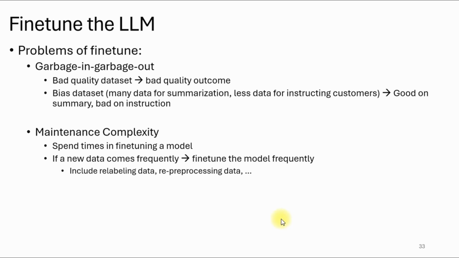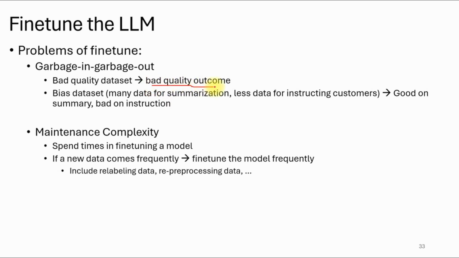Another problem that can come in fine-tuning is garbage in, garbage out. This problem mostly comes from our data set, which means when we do the labeling incorrectly, we pre-process the text incorrectly, and anything in the data set is incorrect. It makes our data set quality very bad, and it leads to bad quality outcomes.